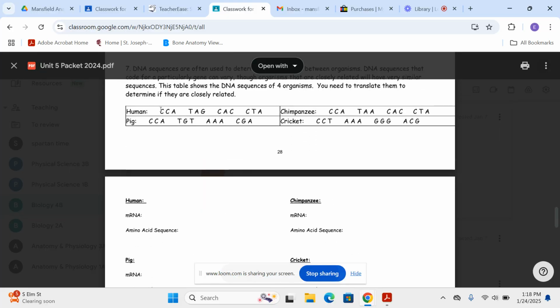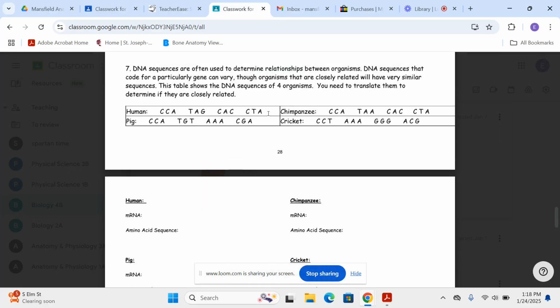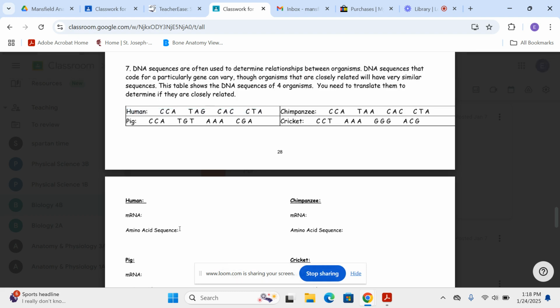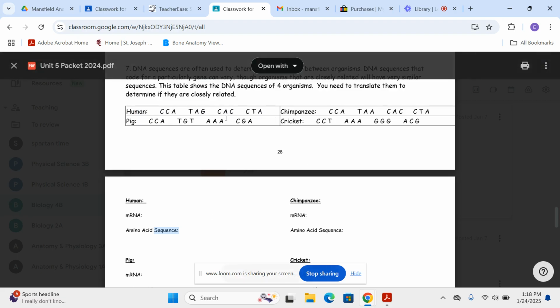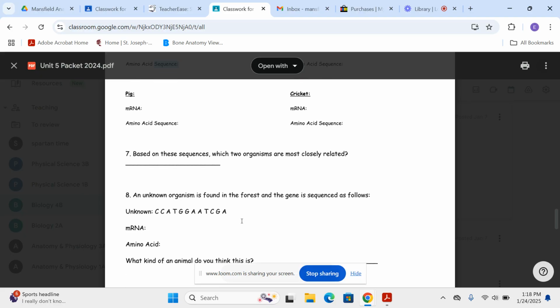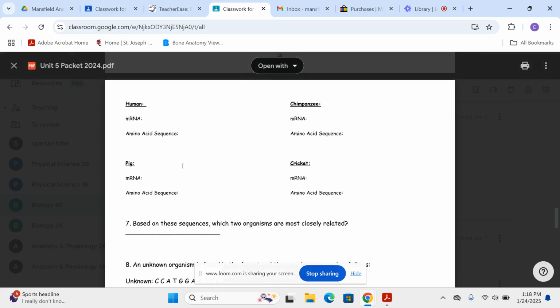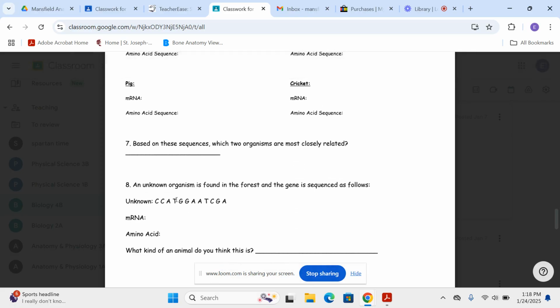So we take CCA, TAG, CAC, CTA right here for the human, and we'll write down what it transcribes into, and then we'll write the amino acid sequence made from that. You'll then do that for the chimp, the pig, and the cricket. Once you have that, it's going to say, look at what amino acids are made from these 4 organisms and tell me which 2 are most closely related.